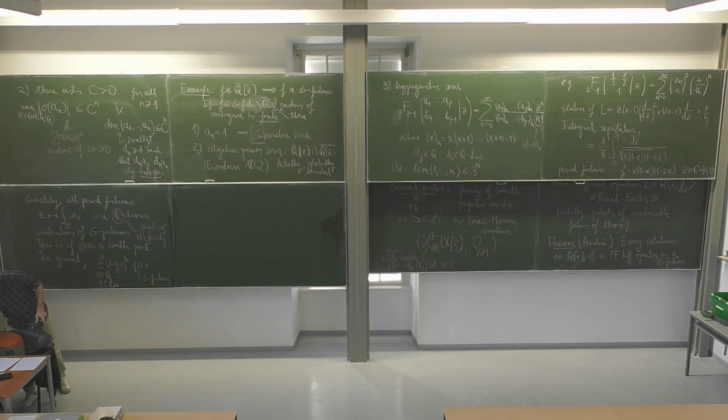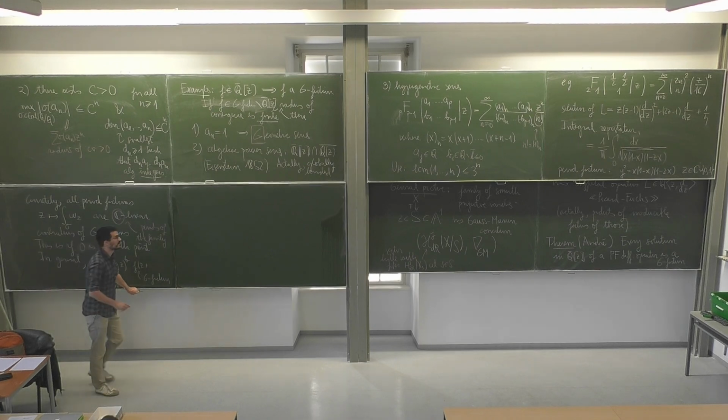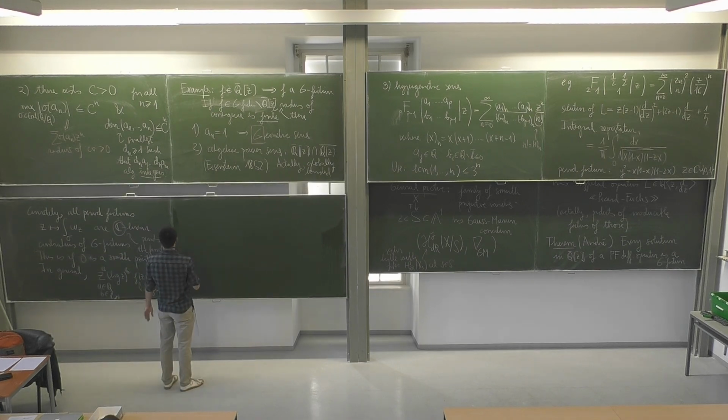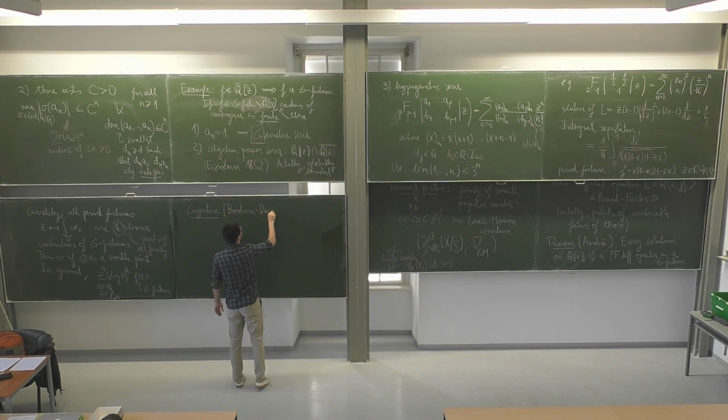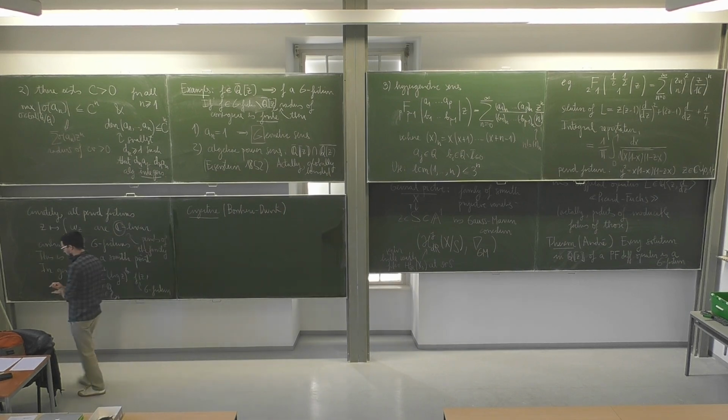Other questions? Okay, so that was the theorem. And then the conjecture, which is called the Bombieri-Dwork conjecture. So it's usually stated with the slogan, all G functions come from geometry. And this will be a second possible meaning of the letter G, geometry.